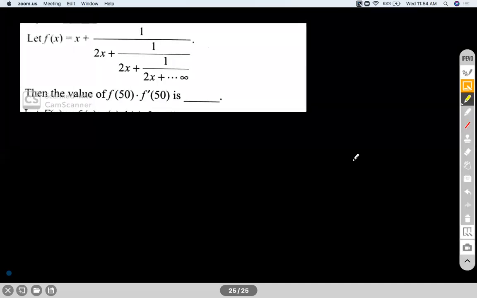If f of x is x plus 1 by 2x plus 1 by 2x plus 1 by 2x plus 1 by 2x all the way till infinity, find the value of f 50 into f dash 50. Sir, how do you differentiate this? That's the trick. If you know how to differentiate, everything is easy.